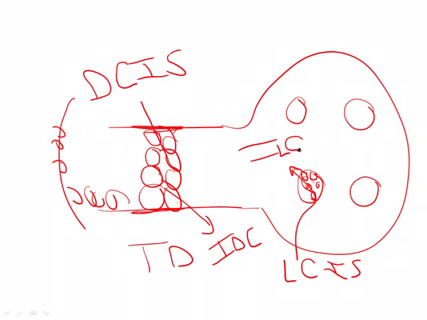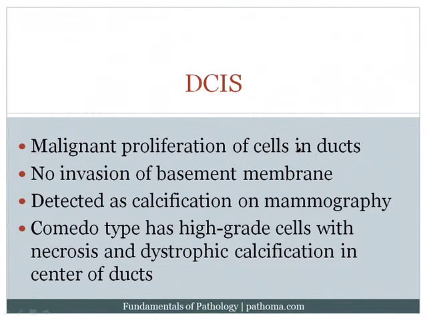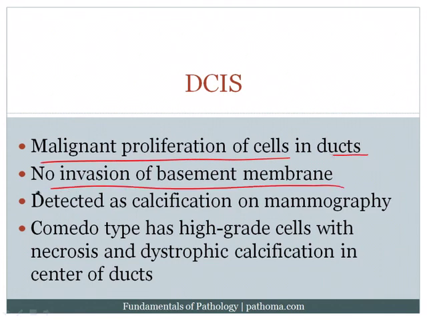And what we're going to do over the next few slides is now provide some more detail of this paradigm. So this is the global theme that you have to have in your mind as you walk through breast cancer. Let's go back and begin our discussion with ductal carcinoma in situ. So as I said, ductal carcinoma in situ is a malignant proliferation of cells in the ducts. There is no invasion of the basement membrane.